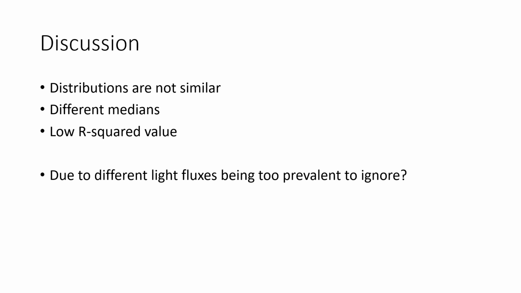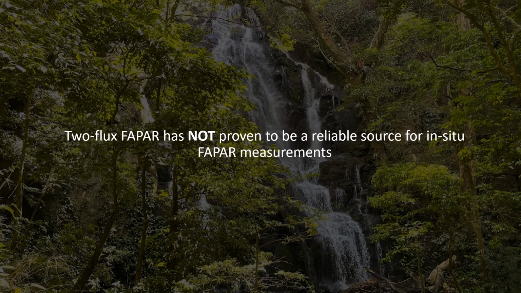It is possible that this low reliability could be due to the different light fluxes, such as horizontal or albedo, being too high for it to be ignored, as is the case in two-flux measurements. This brings me to my conclusion: two-flux FA-PAR has not proven to be a reliable source for in situ FA-PAR measurements.